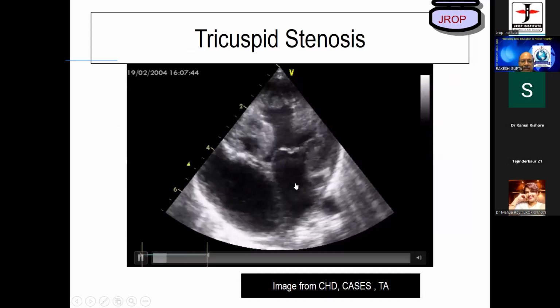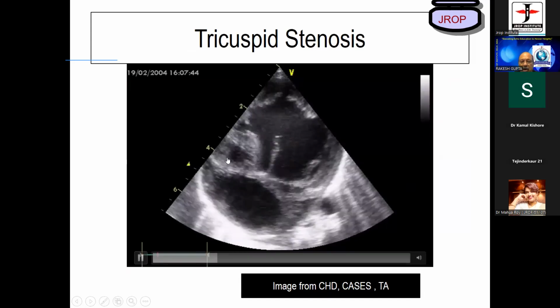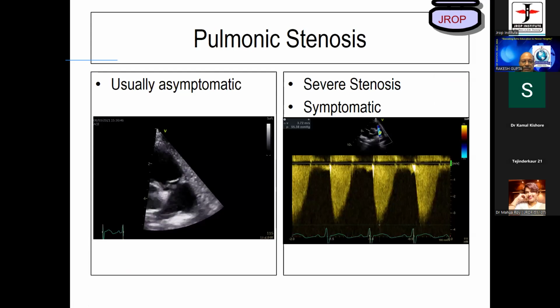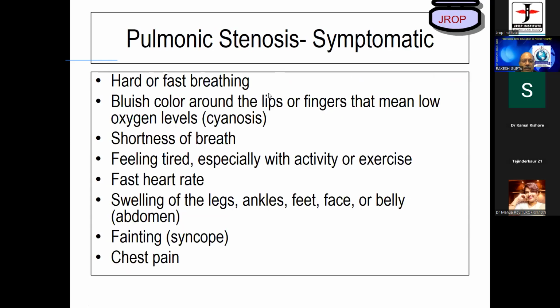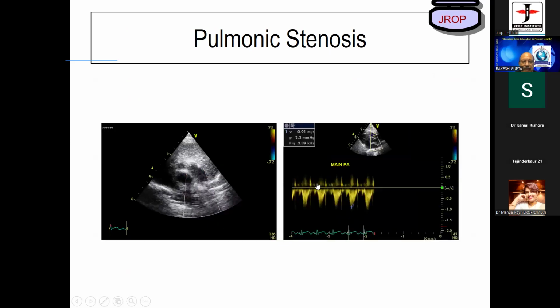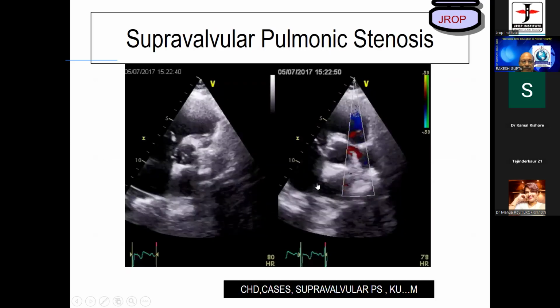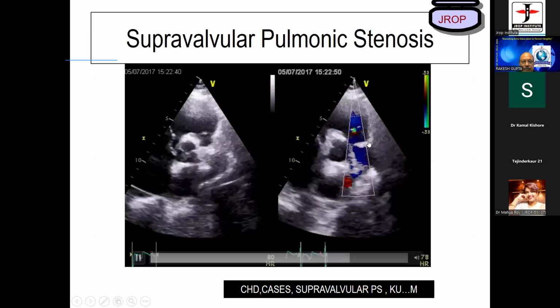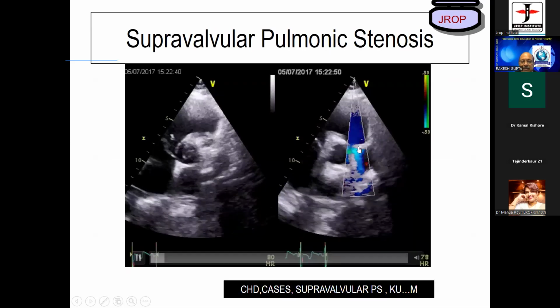Tricuspid stenosis. Here is a tricuspid atresia or tricuspid dysplasia. Pulmonic stenosis. It could be a pulmonic stenosis per se, or it could be a supravalvular pulmonic stenosis. Now see, the leaflet is over here. Leaflet is over here. There is a membrane distal to pulmonic valve. That is suprapulmonic.